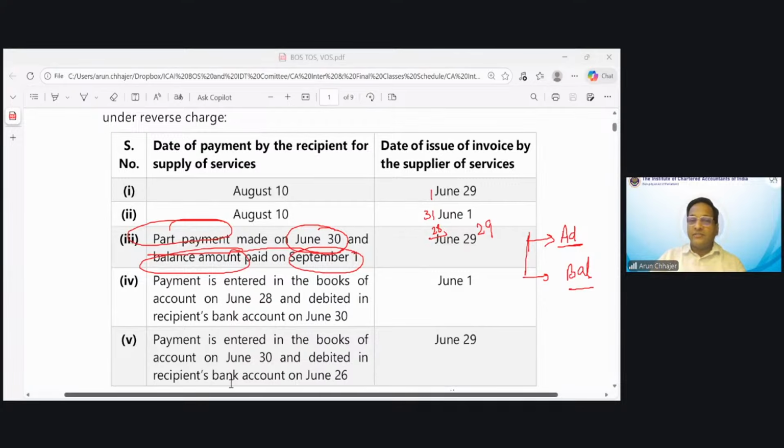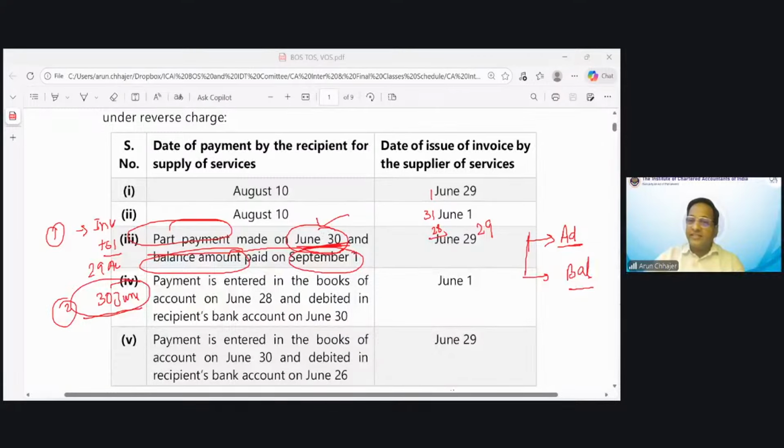So because we have made the payment in advance, June 30th, we have made the payment advance. So calculate the 3 days. First is invoice plus 61 days. That will come 29 August. Second is date of payment, that is 30th June. In this case, 30th June would be earlier.